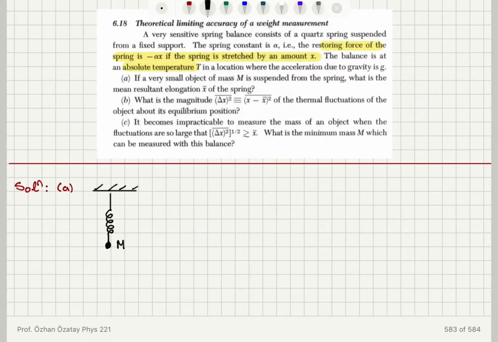Theoretical limiting accuracy of a weight measurement. A very sensitive spring balance consists of a quartz spring suspended from a fixed support. The spring constant is alpha, that is, the restoring force of the spring is minus alpha x if the spring is stretched by an amount x. The balance is at an absolute temperature T in a location where the acceleration due to gravity is g.